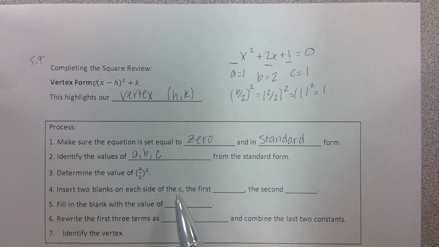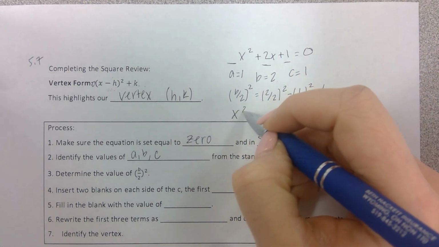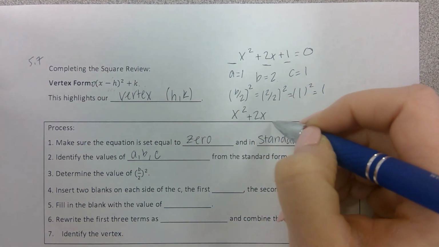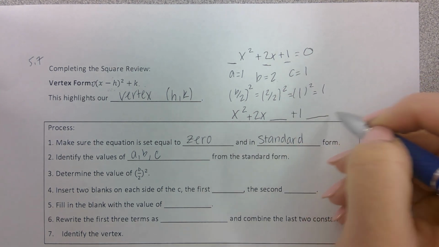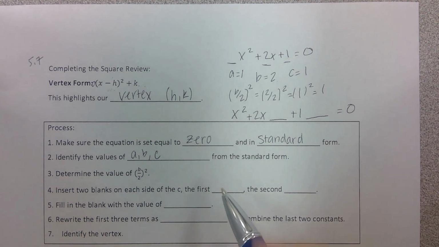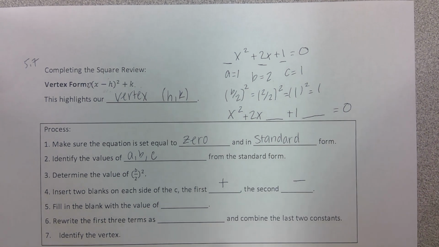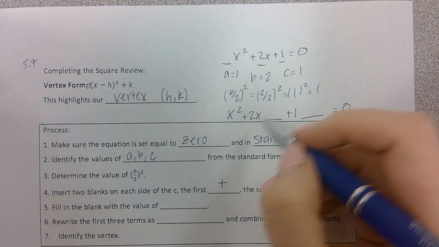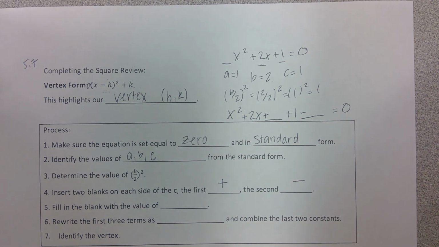We're going to put 2 blanks on either side of the c. When we look at our equation, we're going to have x squared plus 2x. We're going to put a blank here. We're going to keep our c value and another blank, all set equal to 0. With these blanks, the first one is going to be positive. The second is negative. It's very important we keep them in the right order. So there's going to be a positive here and a negative here.